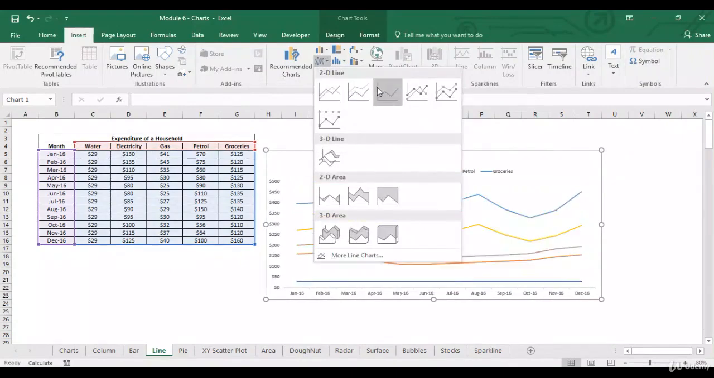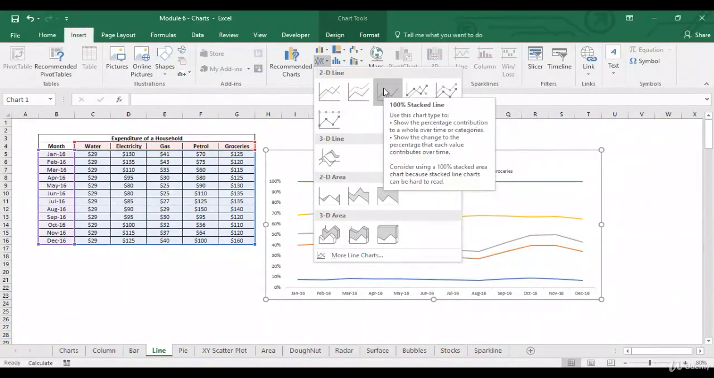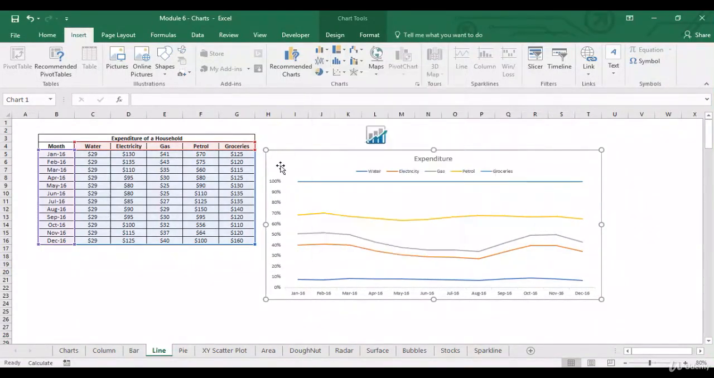Again, what does the stack chart say? Use this chart type to show the percentage contribution to a whole over time or categories. Show the change to the percentage that each value contributes over time. Consider using 100% stacked area chart because stacked line charts can be hard to read. So again, now we've got this 100% similar to what we had for 100% stacked column or 100% stacked bar. And now we can see the contribution for each of these to the total bill.